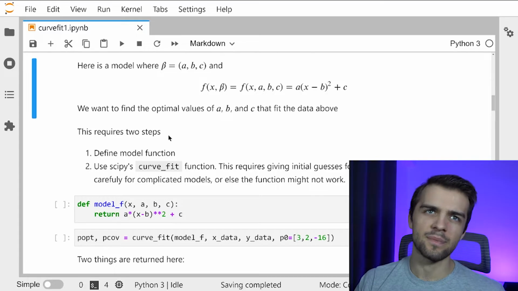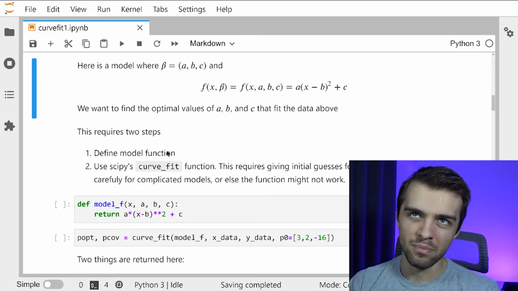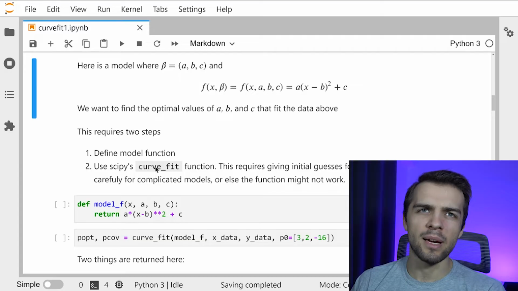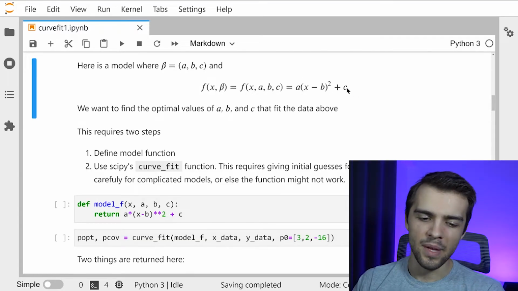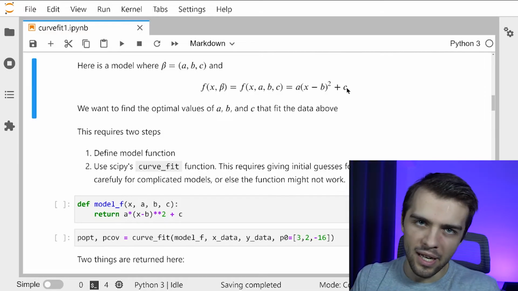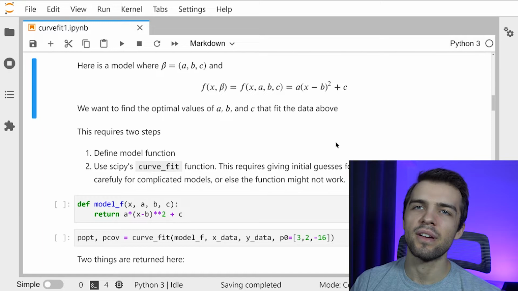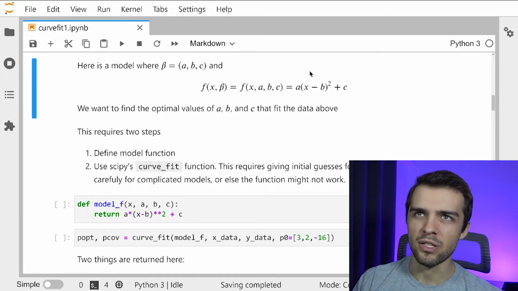And so there's two steps here. First, we need to define the model function. That's pretty easy to do in Python. We just code this as a function. So f of x and then these other parameters here. And then we use scipy's curve_fit function to get the optimal values of a, b, and c. This does it using a pretty complicated algorithm. Again, it's sort of beyond the scope of this video, but it can do it very easily. But what it requires is giving good initial guesses for beta. So we have to guess initial values for a, b, and c.